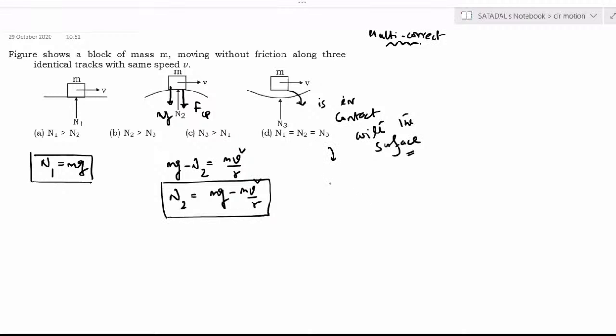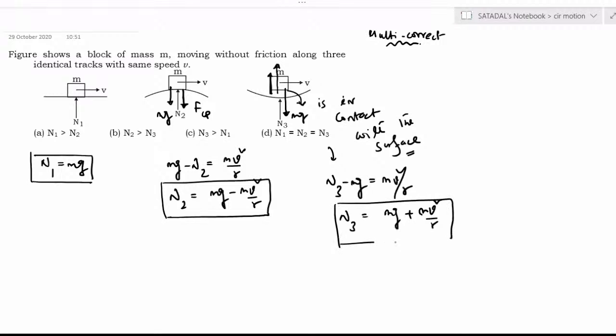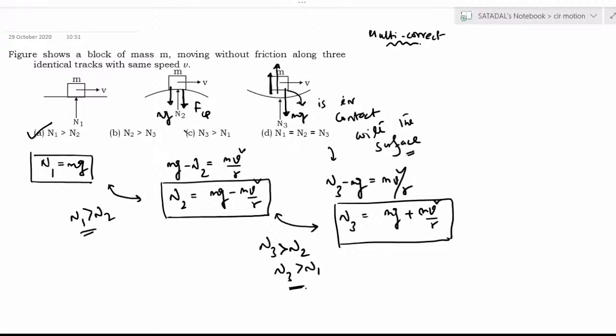In this case, just opposite of this, upward force is N3, downward force is mg, and curvature is in the upward direction, so centripetal force is in the upward direction. So we'll write N3 minus mg is equal to m v square by r. So N3 is equal to mg plus m v square by r. From the first two equations, we can clearly see that N1 is greater than N2. From the next two equations, we can see N3 is greater than N1. So option A and C is the correct answer.